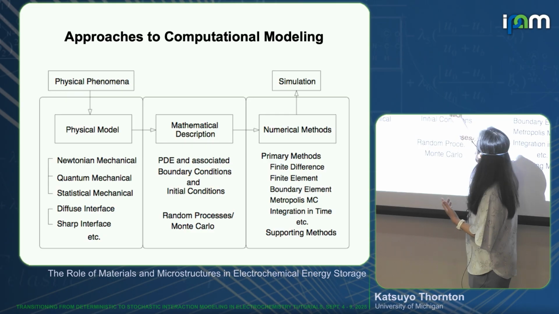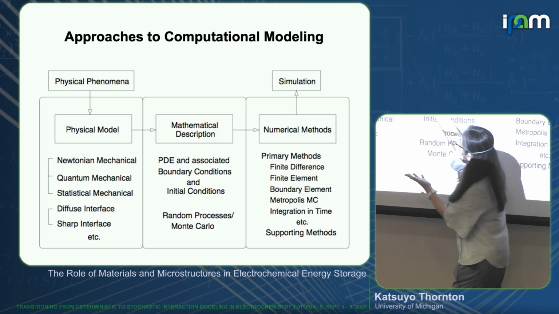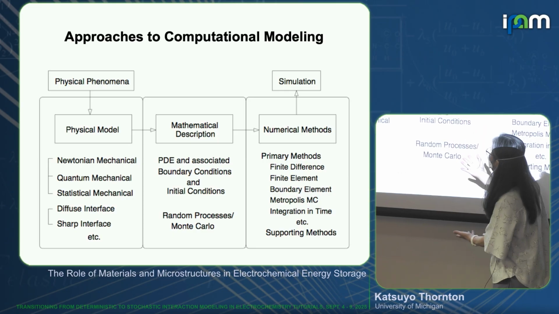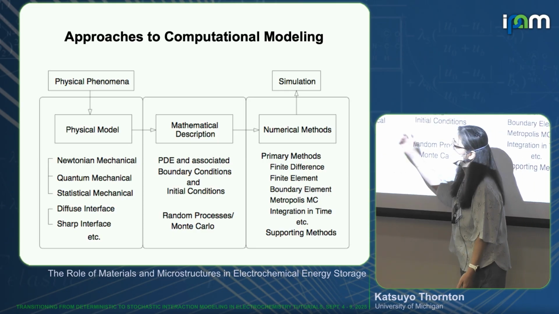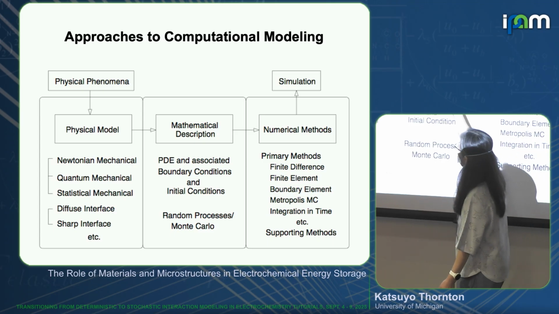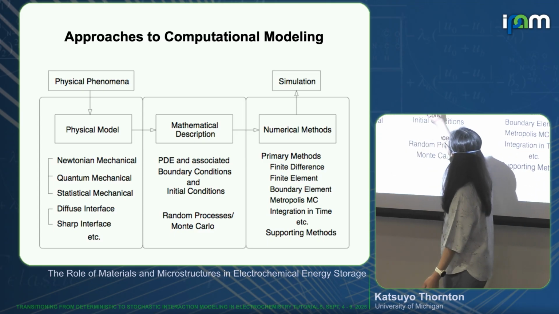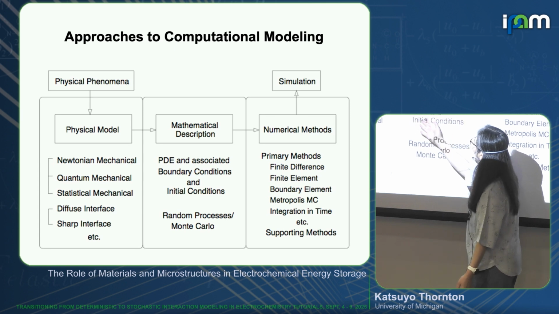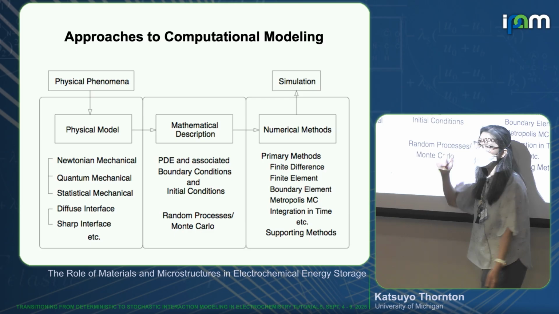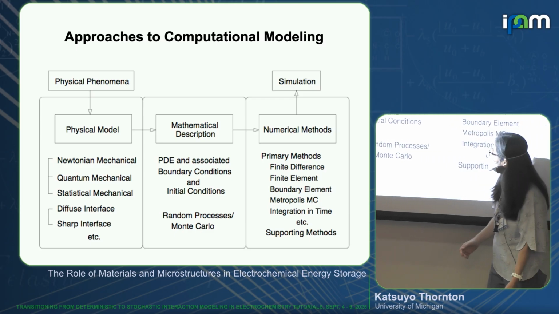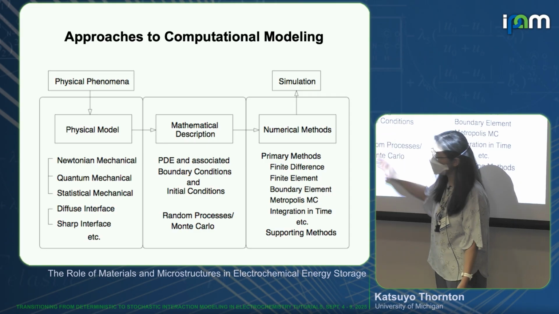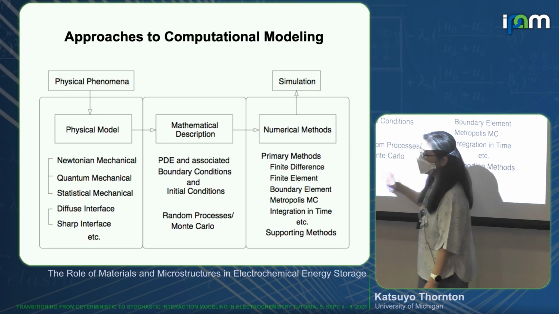So once you have a physical model, you have to solve it. You have to come up with some kind of mathematical description. This diffuse interface actually helps us quite a bit. Mathematical descriptions for other techniques also exist, but often in the type of modeling we do, we get partial differential equations with associated boundary conditions and initial conditions.